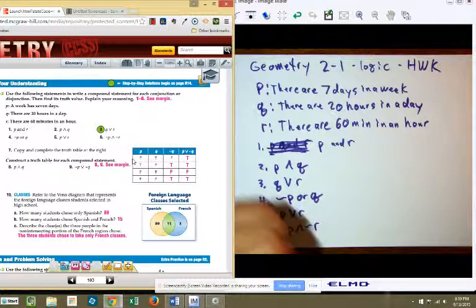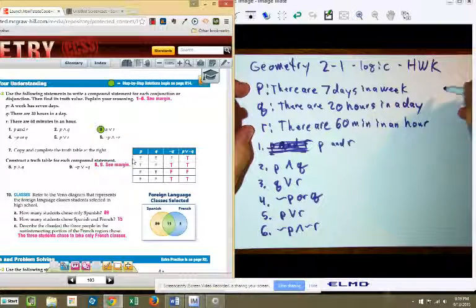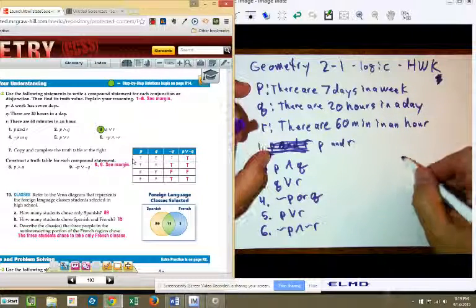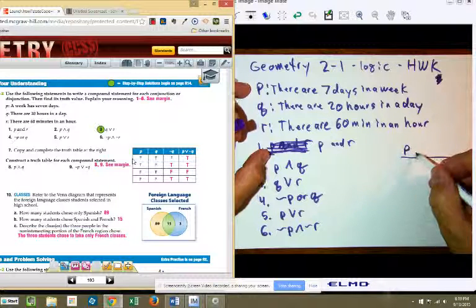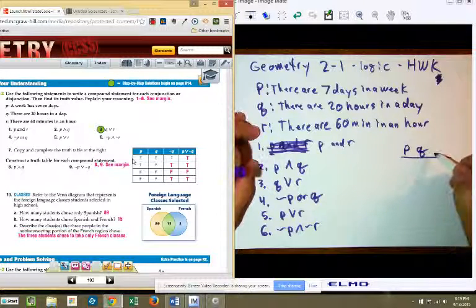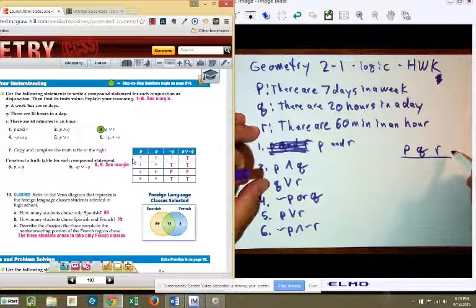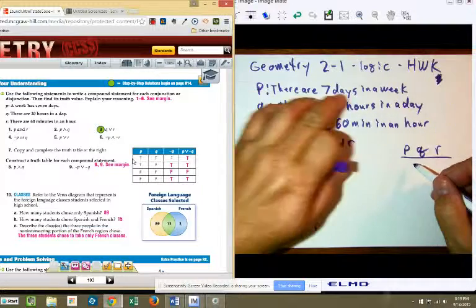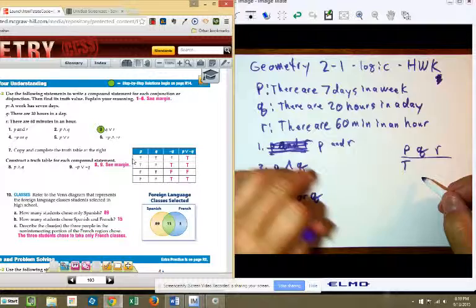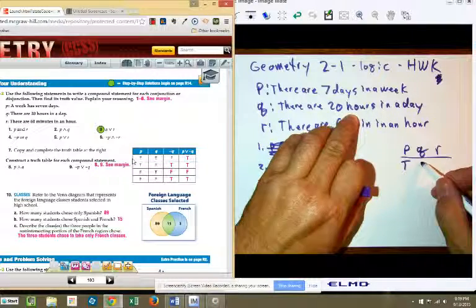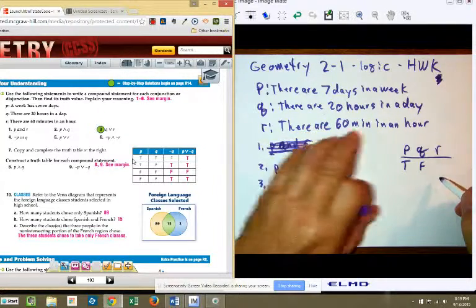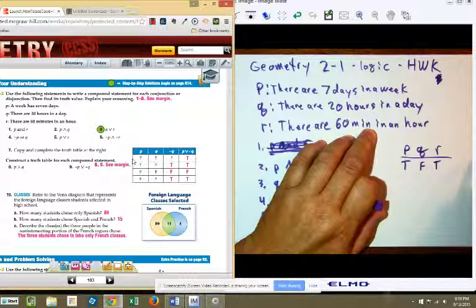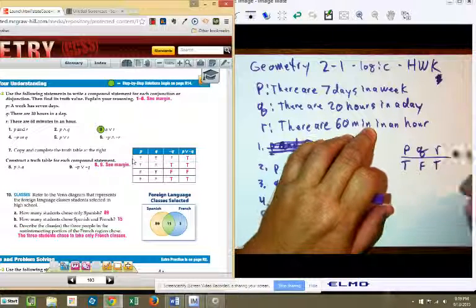Well, first of all, we need to determine some truth about some of these things. So let's make a little truth table because it'll save us some time later. So if I have P, I have Q, I have R. So P, there are 7 days in a week. That is true. There are 20 hours in the day. That's false. There are 60 minutes in an hour. That's true. Now, that would be our basics.